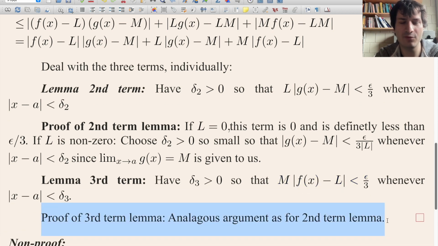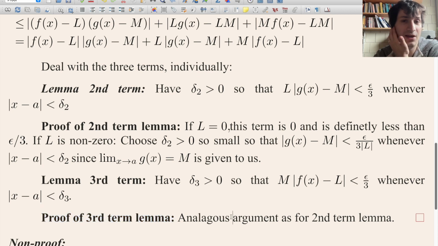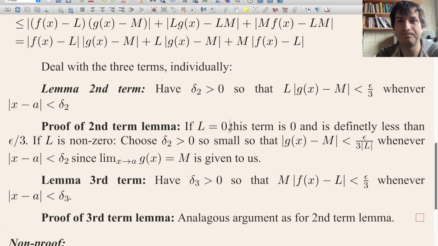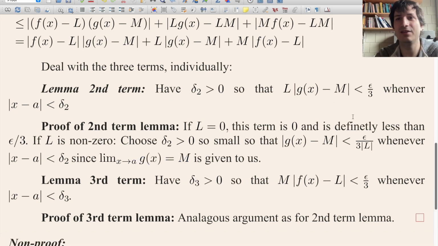And that way you avoid doing the same thing twice, so I like that. You could copy and paste it and change all the m's to l's, all the g's to f's, and so on. Either way, it's totally fine, but I like it like that. Okay, so we've done the second term and the third term.